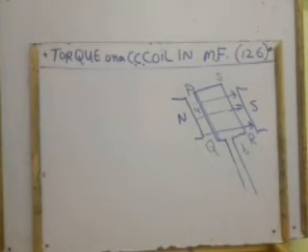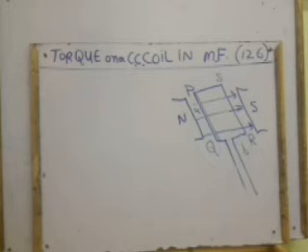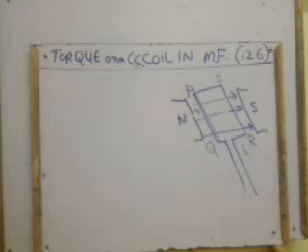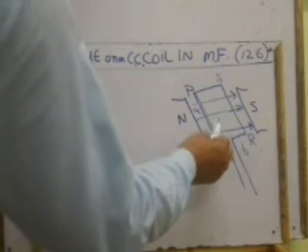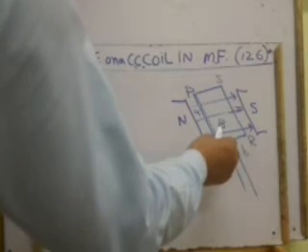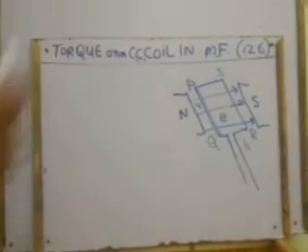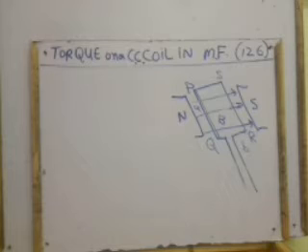So if a current carrying rectangular coil is placed in a uniform magnetic field, it experiences a force and a torque. Let us consider a rectangular coil having n number of turns carrying current I in a uniform magnetic field of flux density B. This is B, the magnetic field, which is a uniform magnetic field.